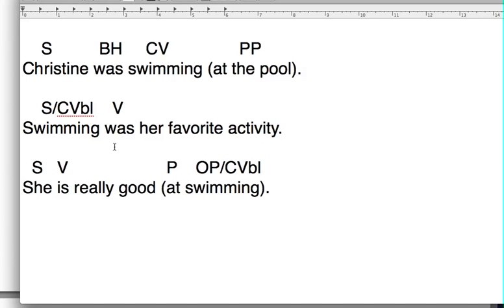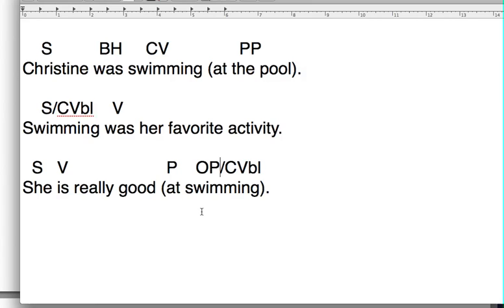So a verbal looks like a verb, but it doesn't act like a verb. It looks like a verb, but it doesn't work as a verb in that sentence. This looks like the verb swimming, but it's actually functioning as a subject in that sentence. This looks like the verb swimming, but it actually functions as the object of the preposition in this sentence. And so that's why it's a CVBL. It's going to take a bit of practice with these to get used to them.